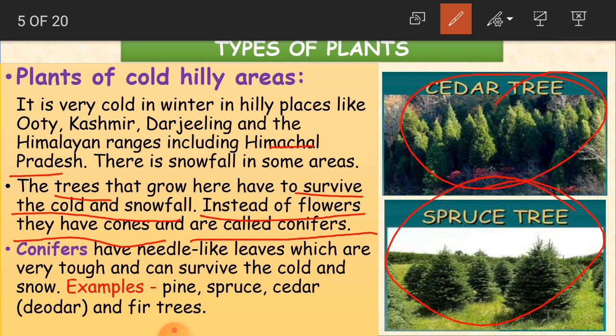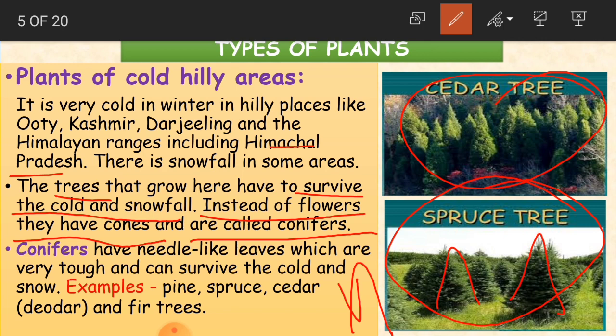Cone, children, do you have an idea of a cone? Normally we like to have an ice cream cone. As you see here, it is a reverse V shape. So normally our cone will be like this. These trees have cones and they are called conifers.